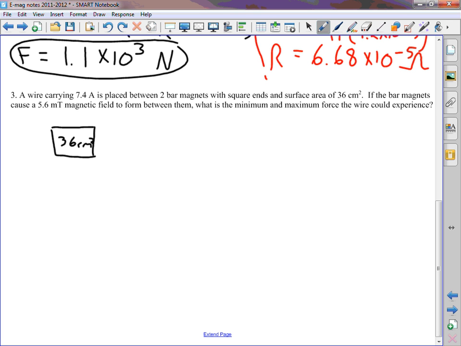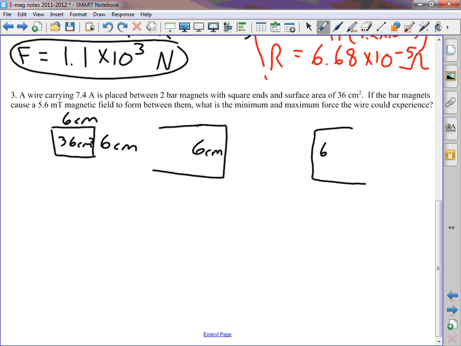What that tells me is that each side is 6 centimeters, right? I mean, it's a square, and it has an area of 36 square centimeters. Well, base times height for a square to get the area, so each side must be 6 centimeters, all right? And I've got 2 bar magnets, so let's kind of give a side view here. I got 2 bar magnets, something like this maybe, okay? Each of those sides here, length 6 centimeters, right?